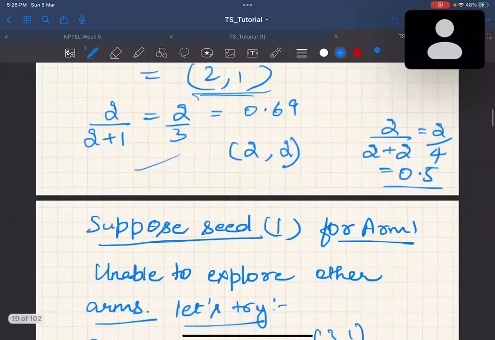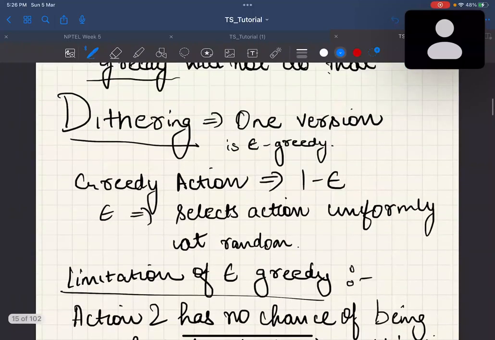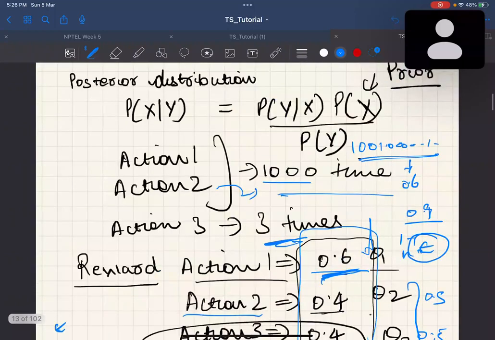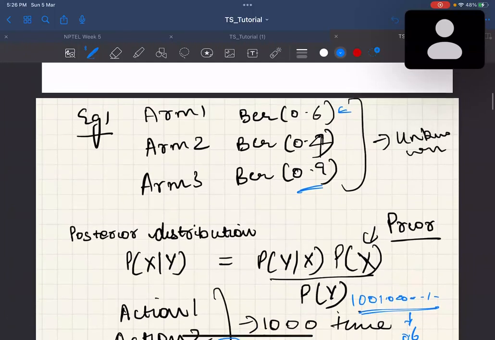Wait a second, I'll find that dithering concept. Okay, I'll tell you like this only. First of all, in greedy, what is it like?